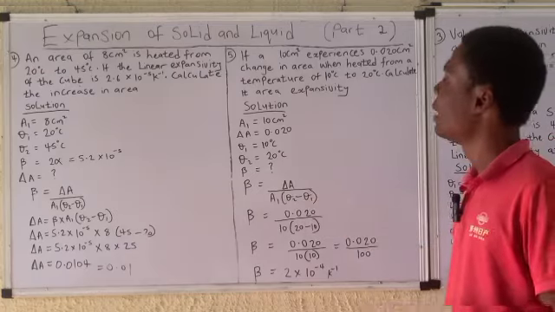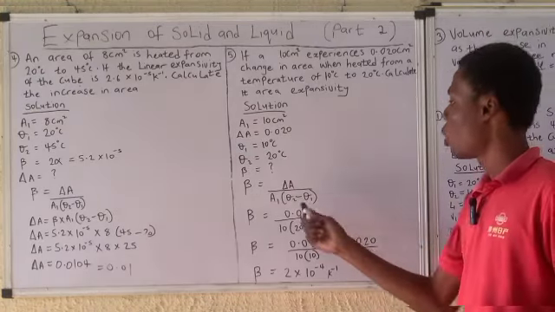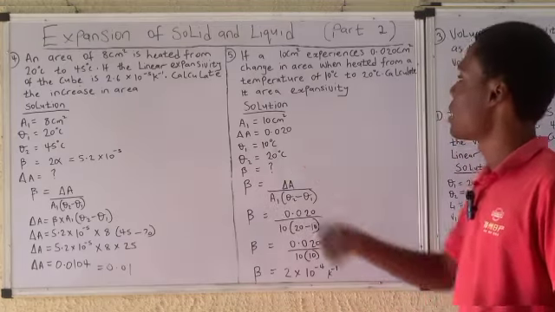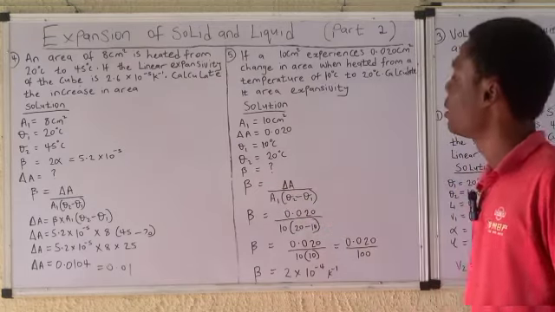So what is our change in area? Our change in area from our parameters is 0.020, which we have up here. Then our A1, which is our initial area, is 10 centimeter square, which we have here. Then our theta 2 is 20 degrees Celsius, which we have here.